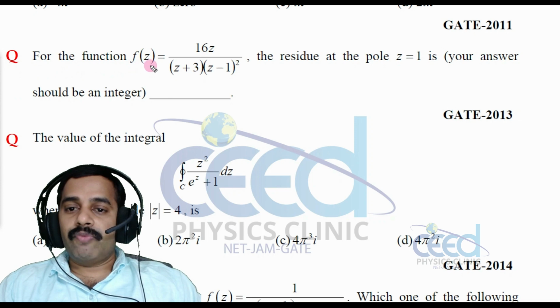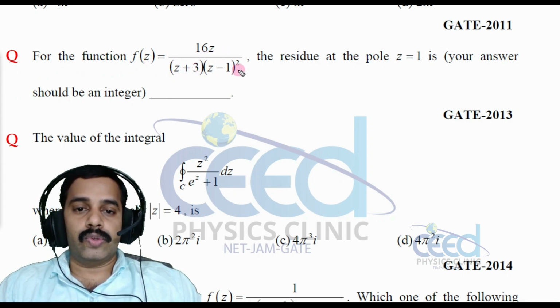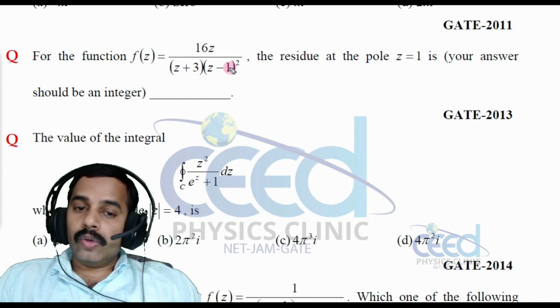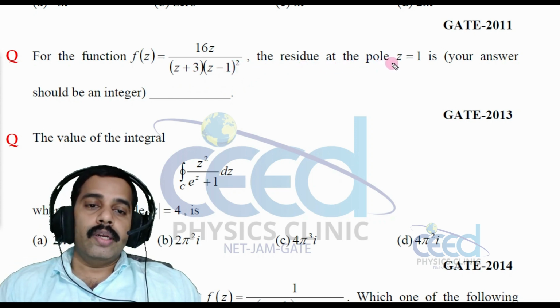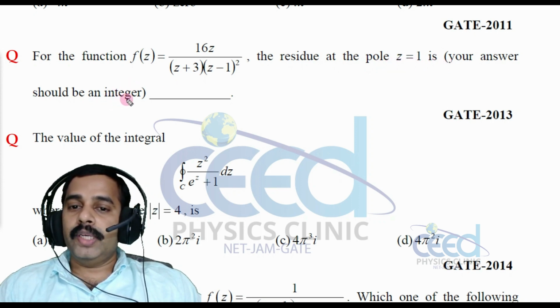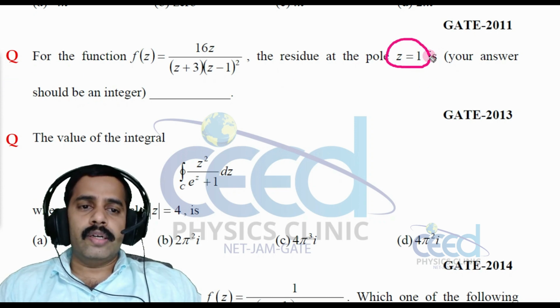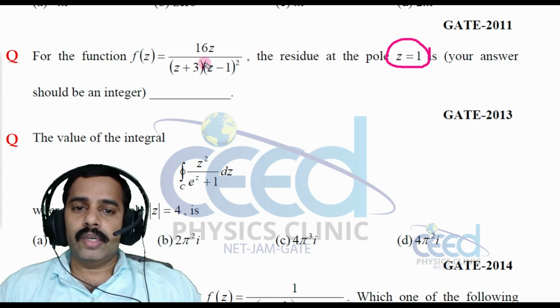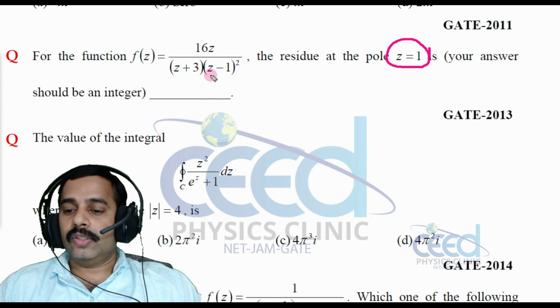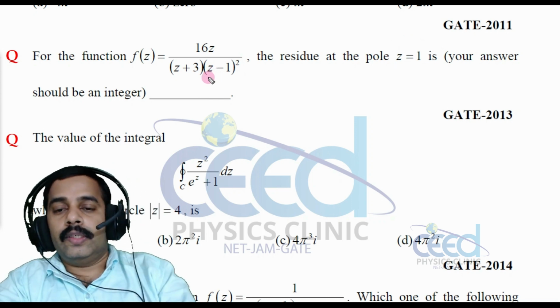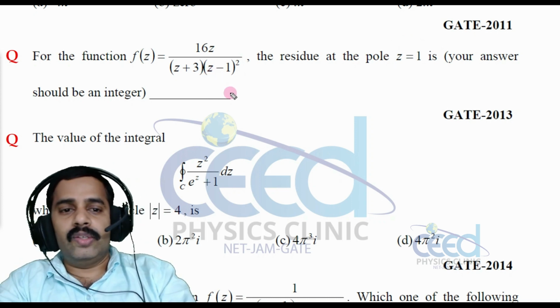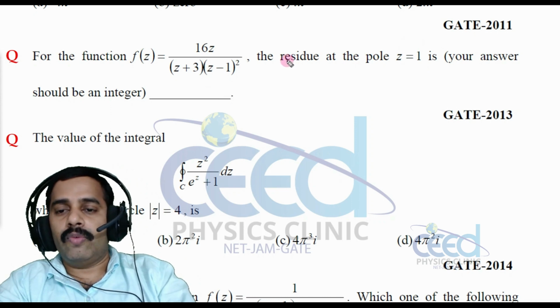For the function f of z is equal to 16z by (z plus 3) into (z minus 1) whole square, the residue at the pole at z is equal to 1 is, your answer should be an integer. So at z is equal to 1 we have only one pole, that is a double pole. We need to calculate only the residue, not the integral of f of z.